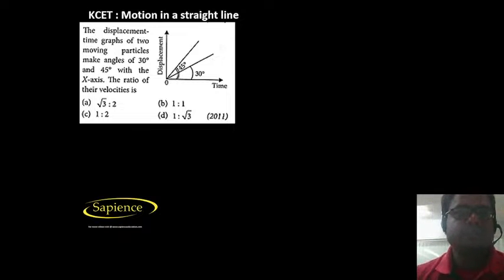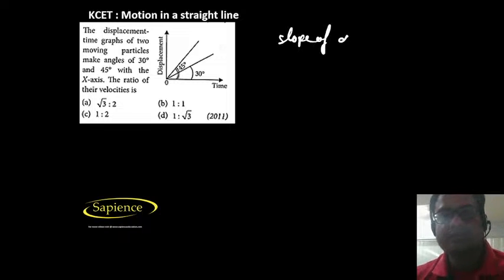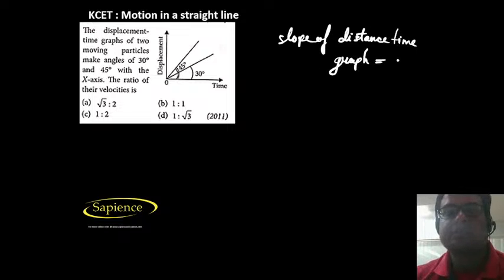Then the displacement time graphs of two moving particles make angles of 30 degrees and 45 degrees with the x-axis. The ratio of their velocities is, okay, so we know that here we have to use the concept that the slope of the distance time graph gives the velocity.